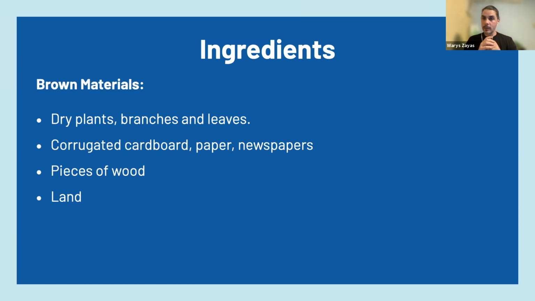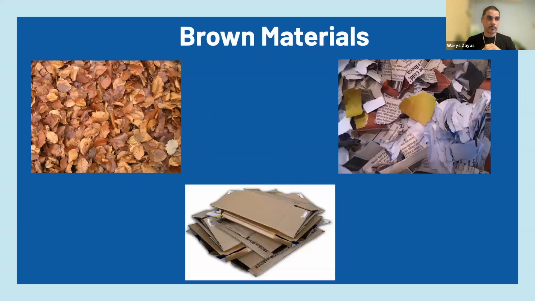As well, it is my error to use that word. It is not land. We can add some dirt, some soil, as a brown material to our pile. Not a huge amount, but just a little bit, a reasonable amount of soil. It is good to add to our piles if we don't have any other brown material available. So those are some examples of brown materials that we can use.